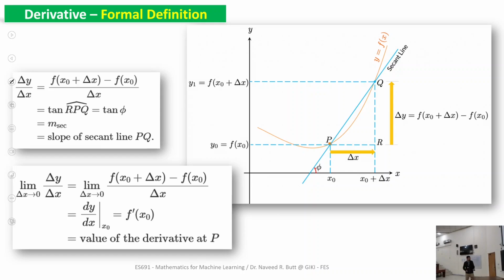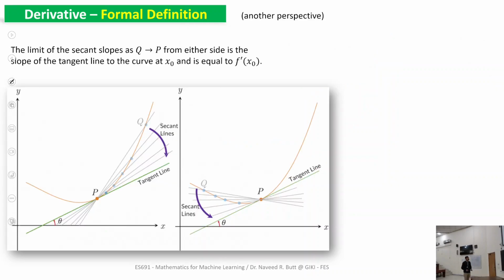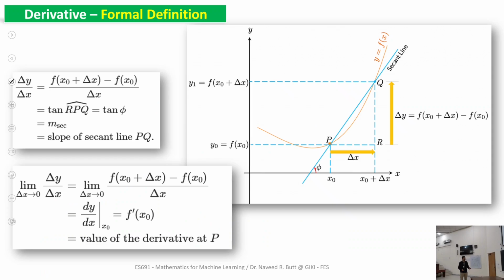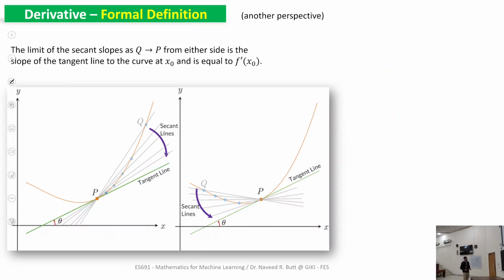Now, there is another perspective here. The perspective was decreasing delta x, right. The other perspective is what happens as q, the second point, approaches p, this point, from left and from right.